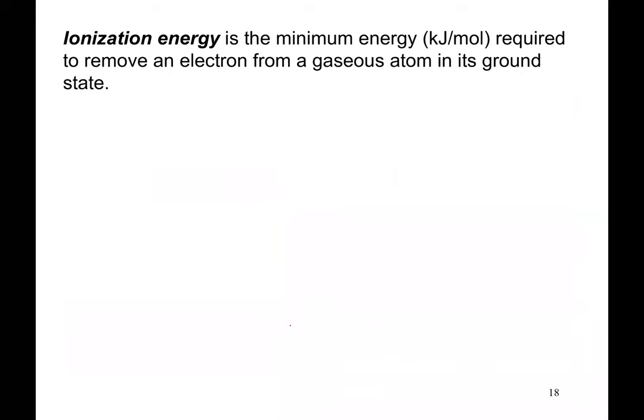Now, the ionization energy is the next step. And basically, this is the energy required, the minimum energy required to remove an electron from a gaseous atom in its ground state. Now, suppose you're looking at two little kids playing, and one kid wants to keep a ball, and the other one wants to take it from him. What's the minimum energy required to do it?